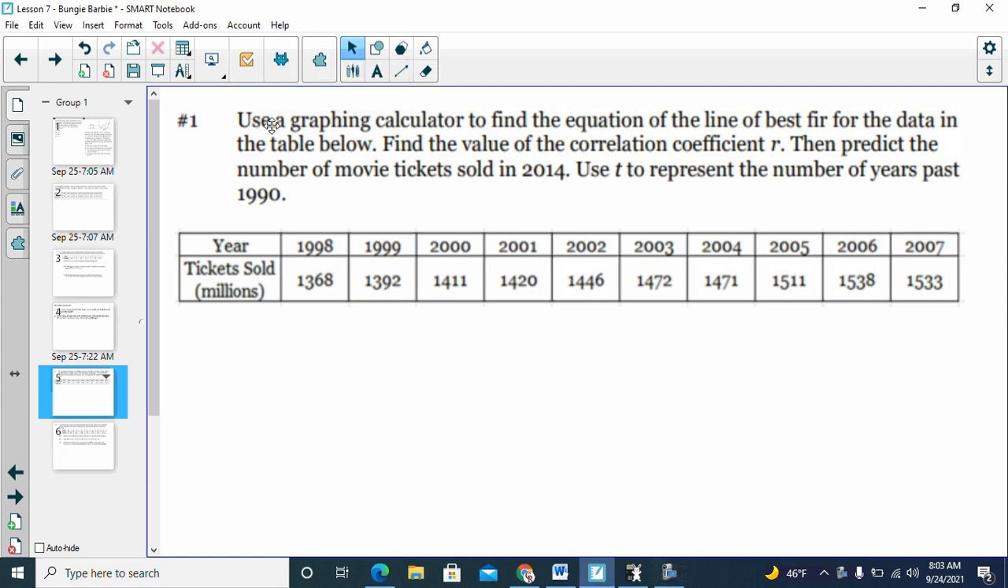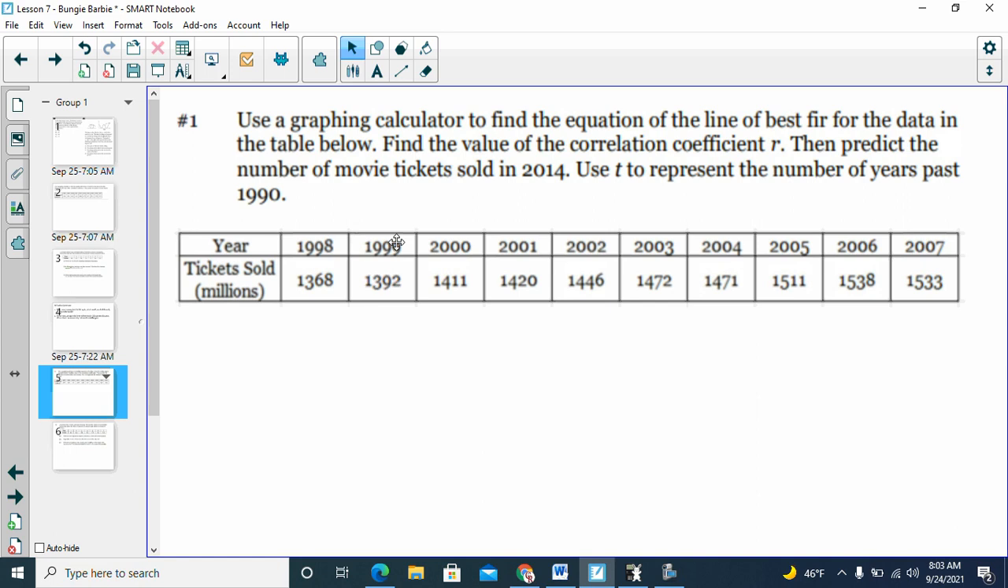Today's warm-up problems are on creating and using linear regression equations. Number one asks us to use our graphing calculator. We want to find the line of best fit. For the data in the table below, find the value of the correlation coefficient and then use that to make a prediction. Notice it tells us to use T to represent the number of years past 1990.